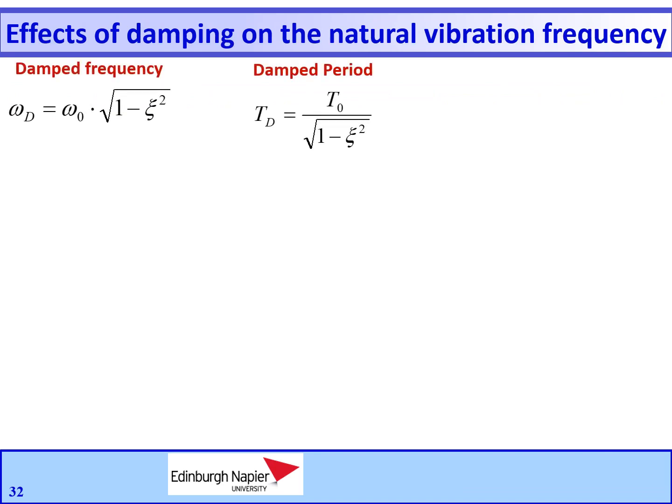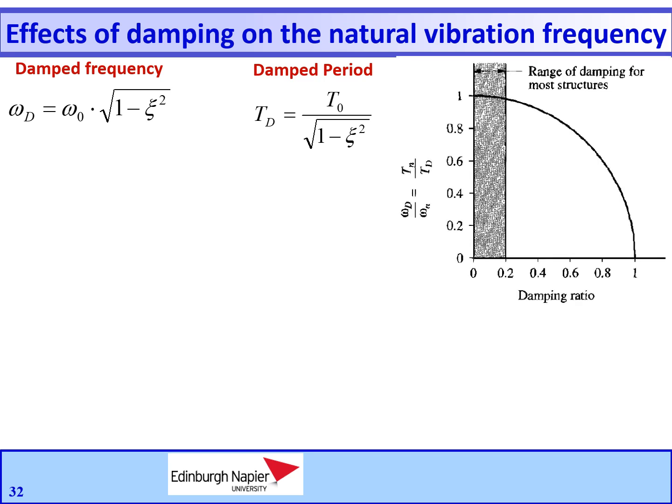Damping has the effect of lowering the natural frequency from omega 0 to omega d and lengthening the natural period from T0 to Td. These effects are negligible for damping ratios below 20%, a range that includes most structures, as you can see here in this graph. For most structures, the damped properties omega d and Td are approximately equal to the undamped properties omega 0 and T0 respectively.